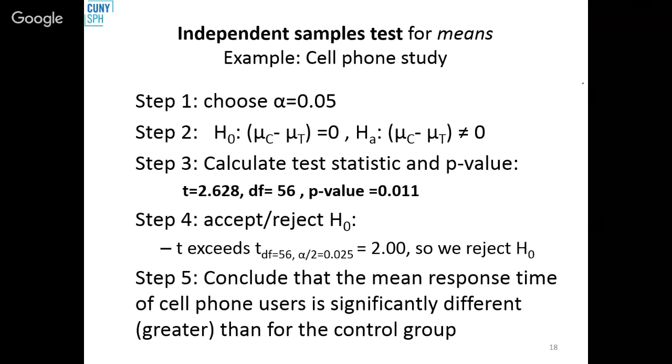So we reject H0 because we have a p-value less than alpha, and because we have a t-statistic greater than the critical t-statistic, and put this in the language of our study, which is to say we conclude that the mean response time of cell phone users is significantly different, and it is greater than it is for the control group. Nice and tidy.